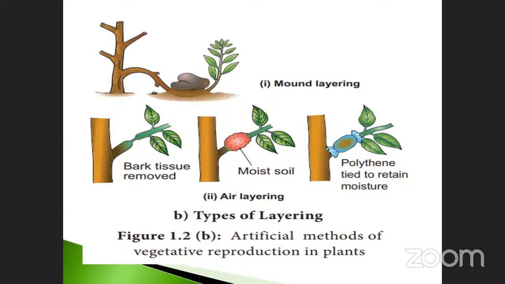The next one is air layering, as I mentioned. The parent plant is here. Here the stem continuity is there, but at the same time we remove the bark in this area. The bark tissues are removed.